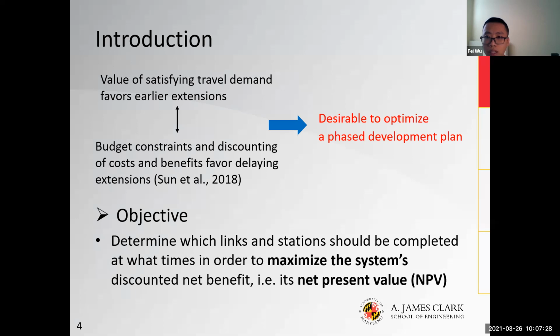So in our study, the objective is to determine what links and stations should be completed in groups and at what times in order to maximize the net present value of the system, which not only considers the cost of users and operators, but also includes the consumer surplus and collected fares from users.